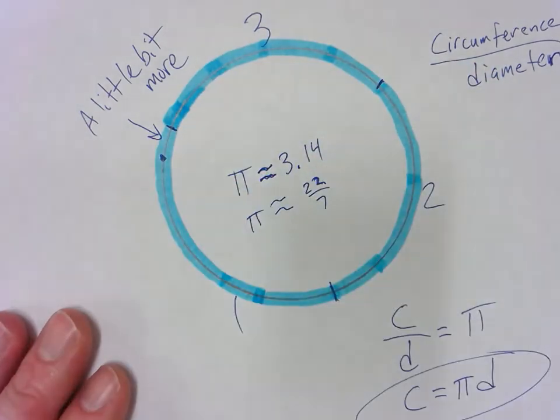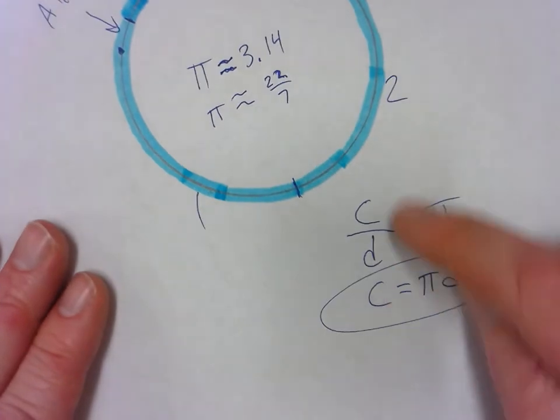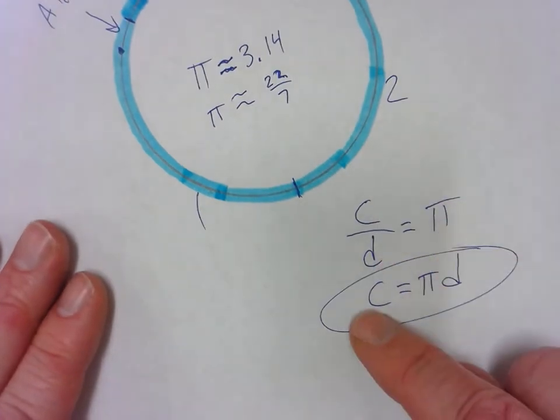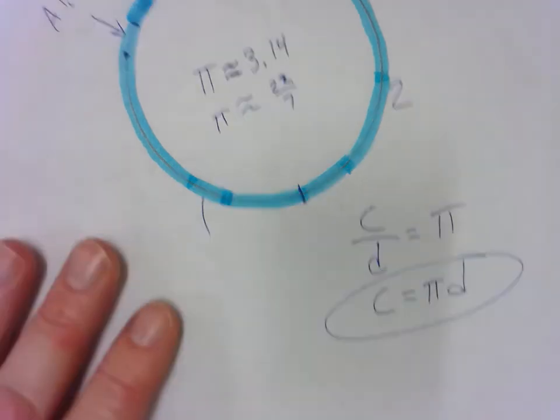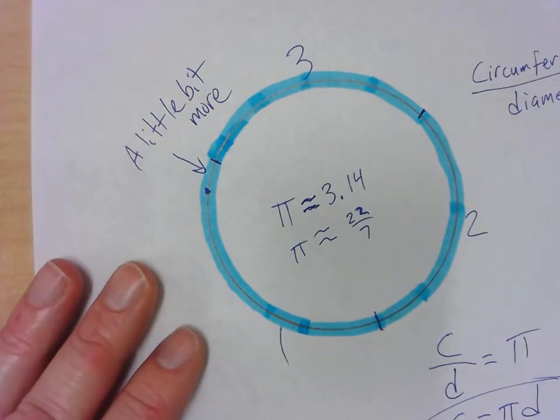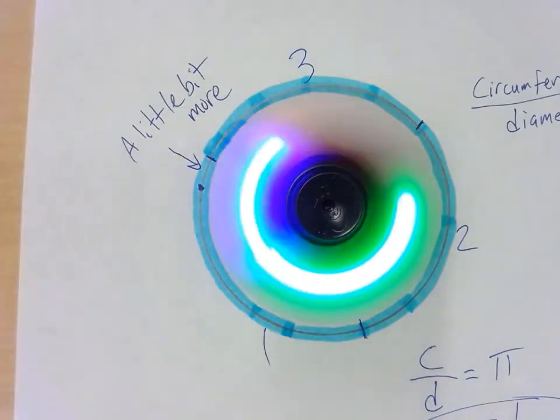Wouldn't it be perfect if it fit in there 3 times? But that's just the way it is. So c divided by d is pi. Circumference is pi d. Hopefully this has been helpful, and I'm going to add to these, but today we learned about what is pi. Woo!